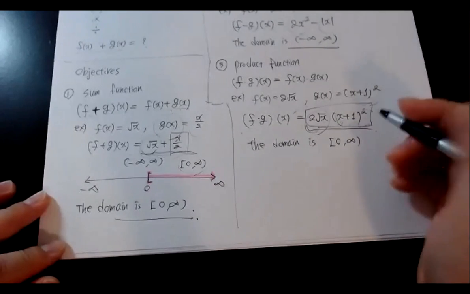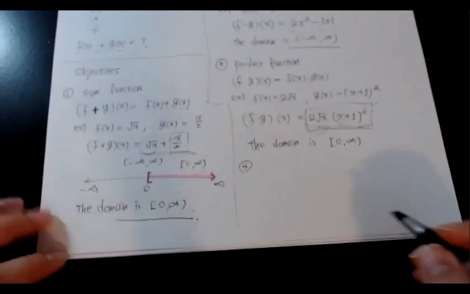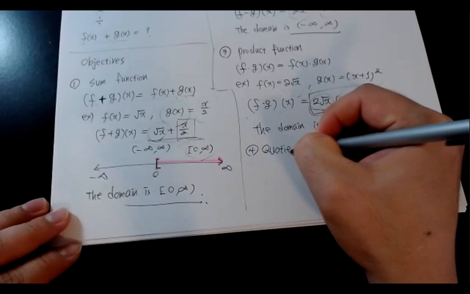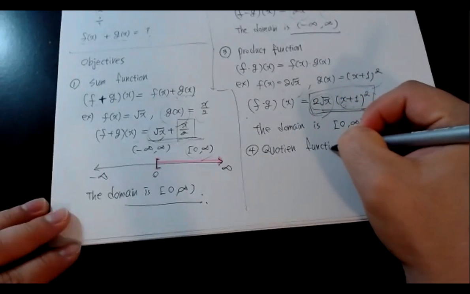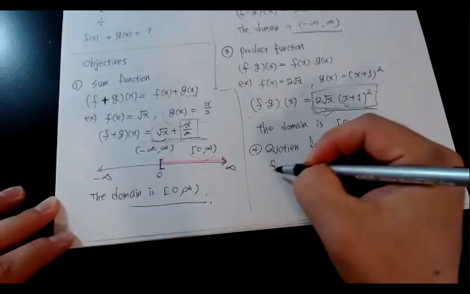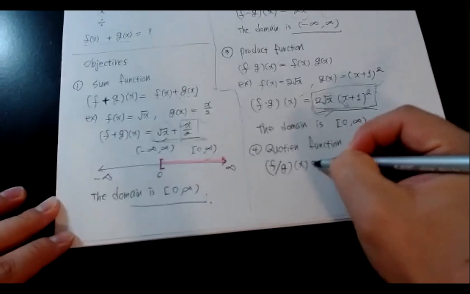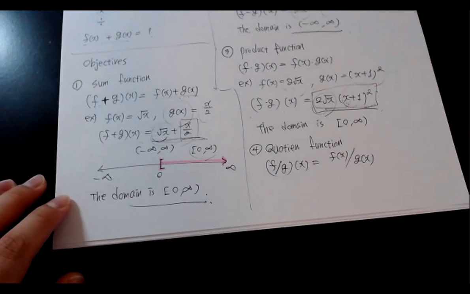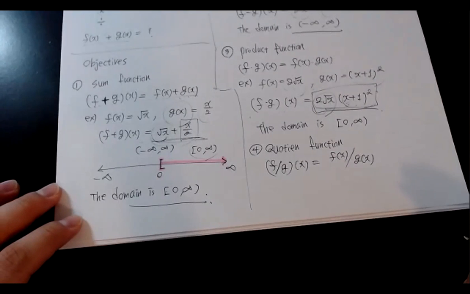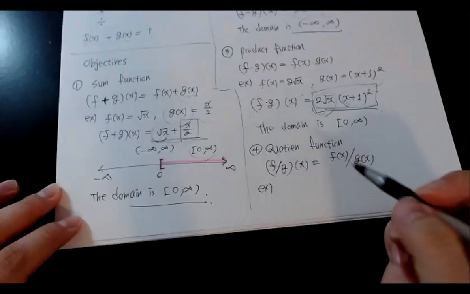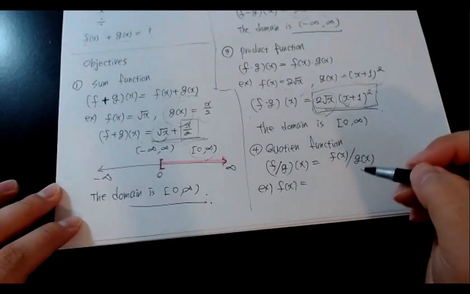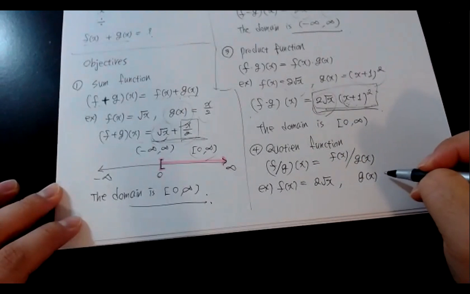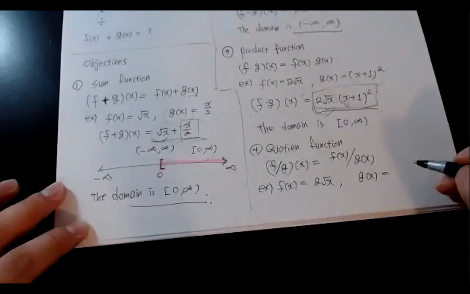So now the next one is the quotient function. f over g of x is f of x over g of x. So divide f of x by g of x. Here is the example. Let's say f of x is 2 times square root of x, and g of x, I don't know, maybe just square root of x.